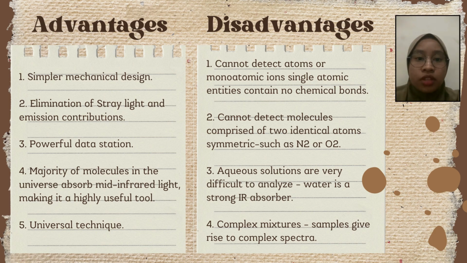The disadvantages of FTIR are: first, it cannot detect atoms and monoatomic ions, single atoms that contain no chemical bond. Second, it cannot detect molecules composed of two identical atoms, such as N2 or O2. Third, aqueous solutions are very difficult to analyze because water is a strong IR absorber. And last, complex mixtures give rise to complex spectra.